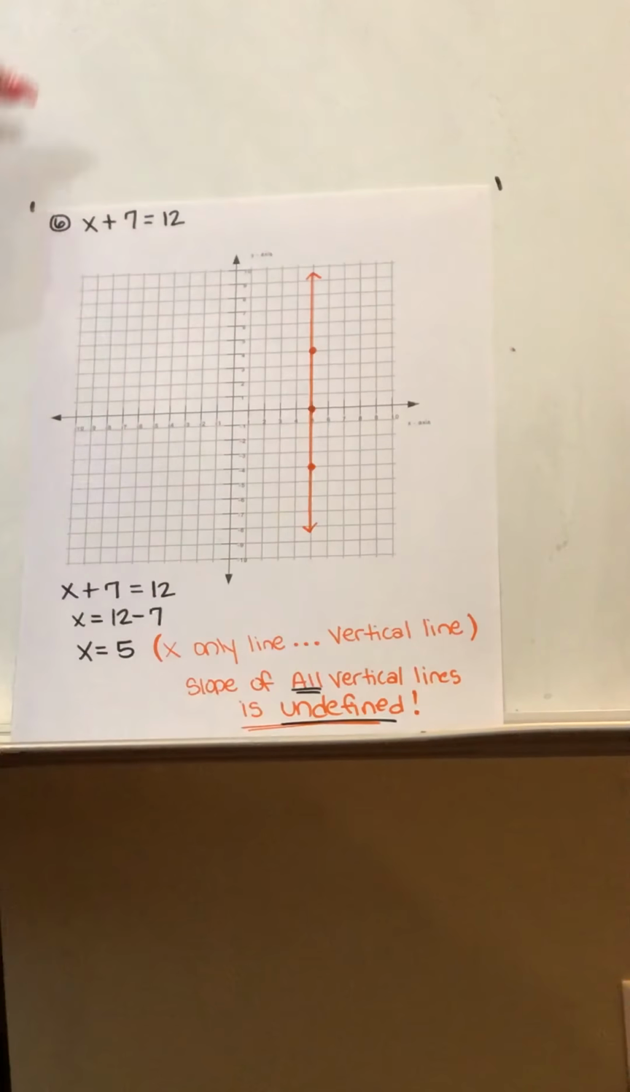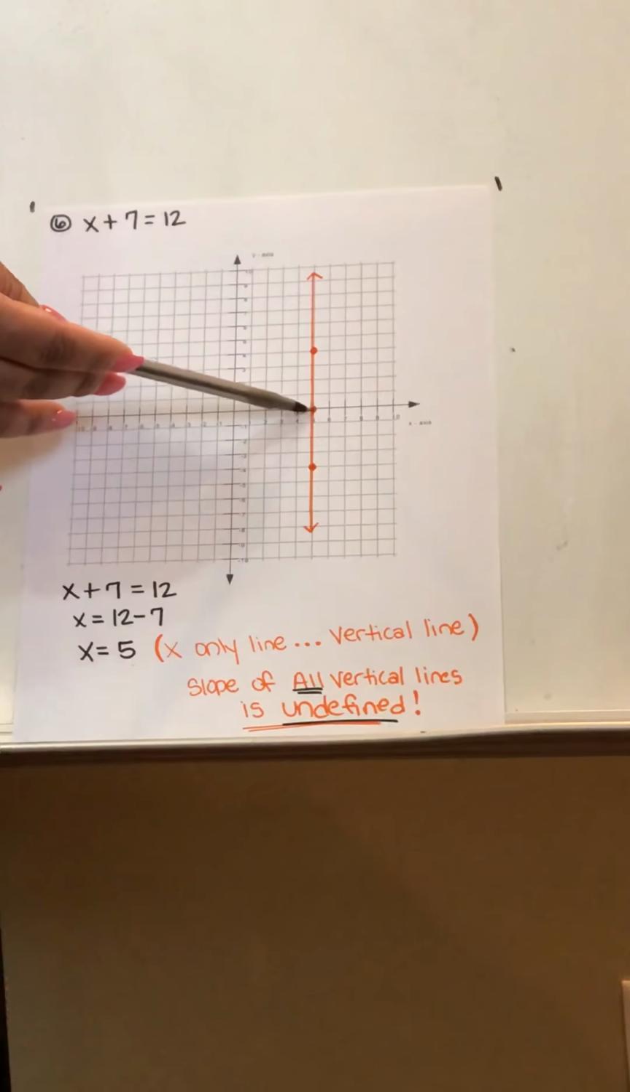Now this is the only line that we go to the x-axis and start to graph if we're going to use the slope-intercept form. So this one says we're going to solve for x, subtract our 7. 12 minus 7 is 5. So we have x equals 5. This is an x-only line. So you go to the x-axis first because that's your only directive. You don't have a y.